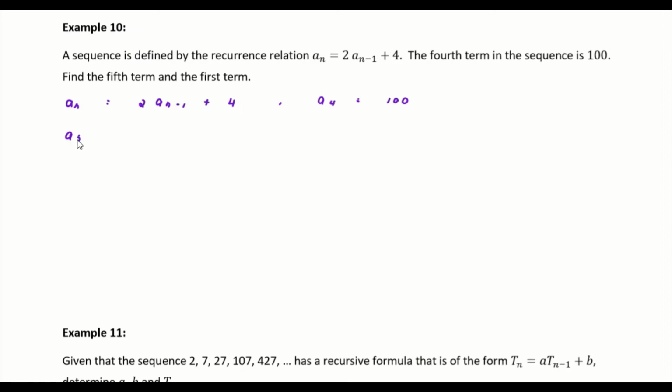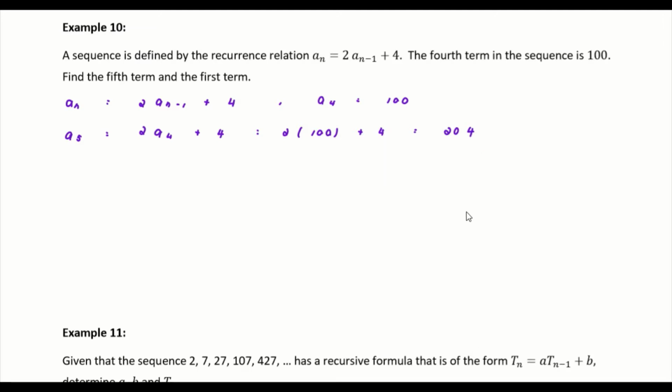So a5 is basically equal to the previous term: an is a to the power 5 minus 1, that is 4. Which is 2a4 plus 4. And that is equal to 2 times 100 plus 4. So from here you are able to get 204.